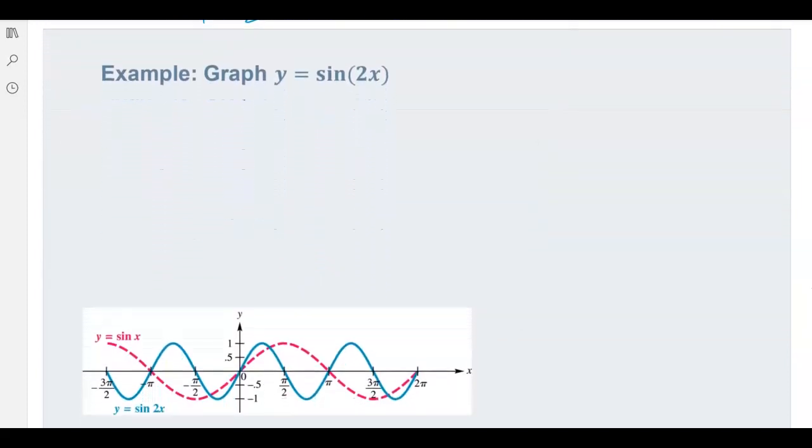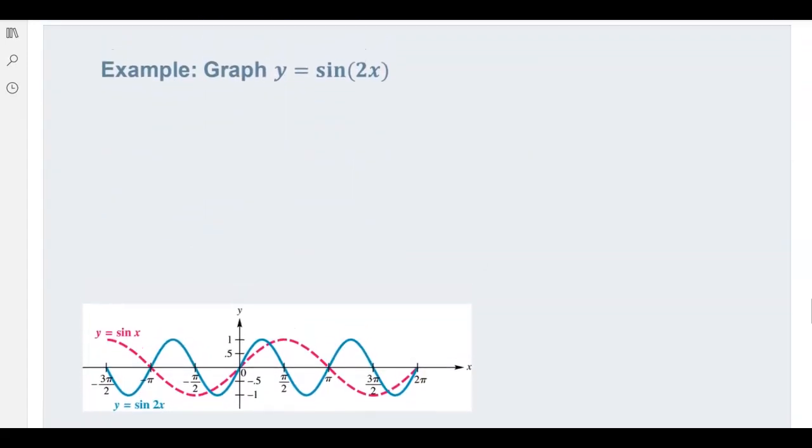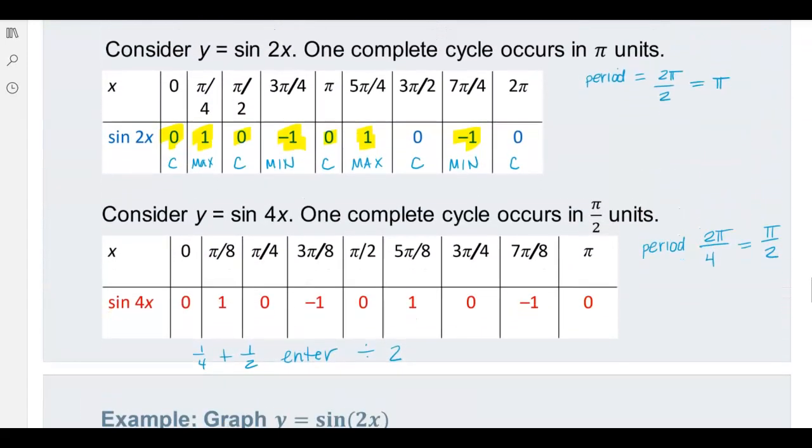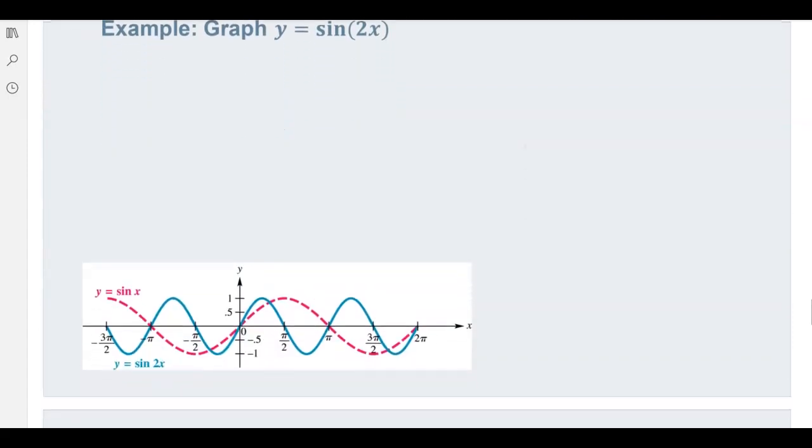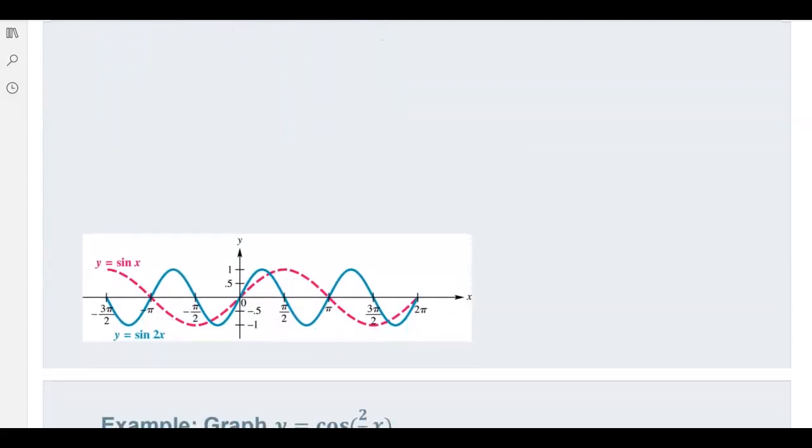So here's a graph of sine of 2x. That's the first one that we had. Notice that the original, we said that the period for sine of 2x was pi.